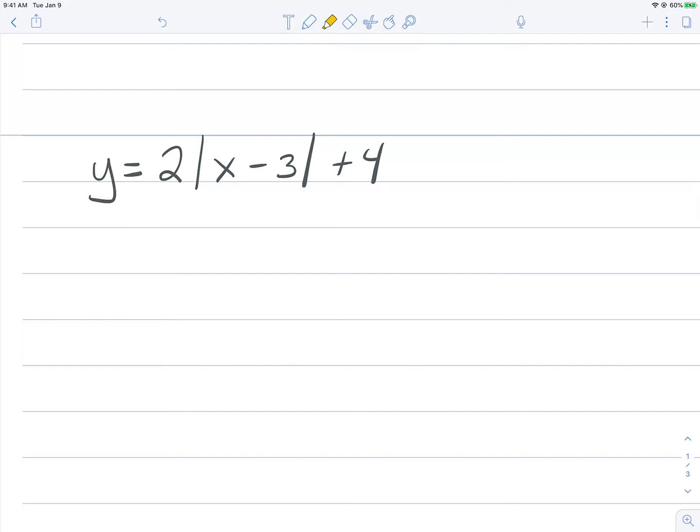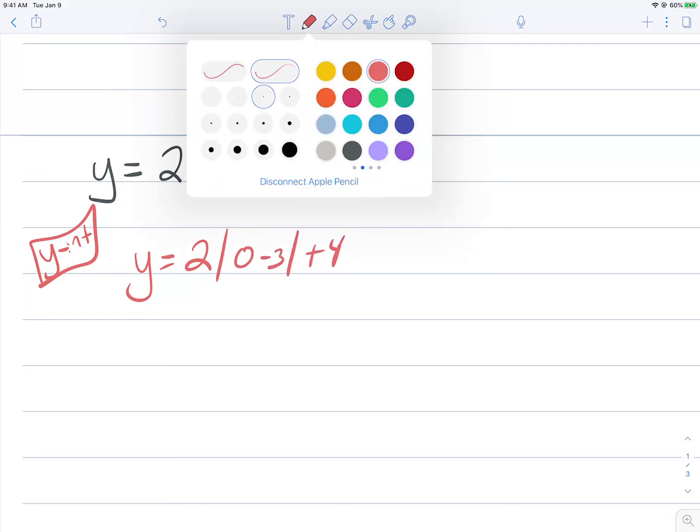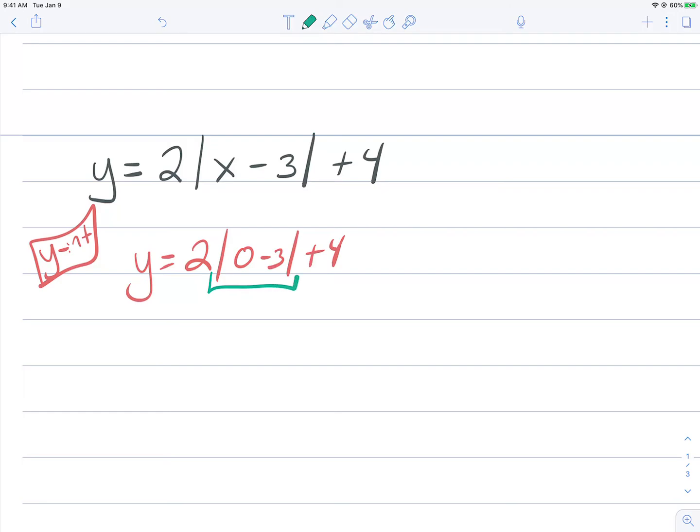Here's my equation. y equals 2 absolute value of x minus 3, plus 4. So if I want to find my y-intercept, I'm going to plug in x equals 0. So y equals 2 absolute value of 0 minus 3, plus 4. So 0 minus 3 is -3. Absolute valued is 3. So we have 2 times 3 plus 4. 2 times 3 is 6, plus 4 is 10. So y equals 10, which means my y-intercept is at (0, 10).